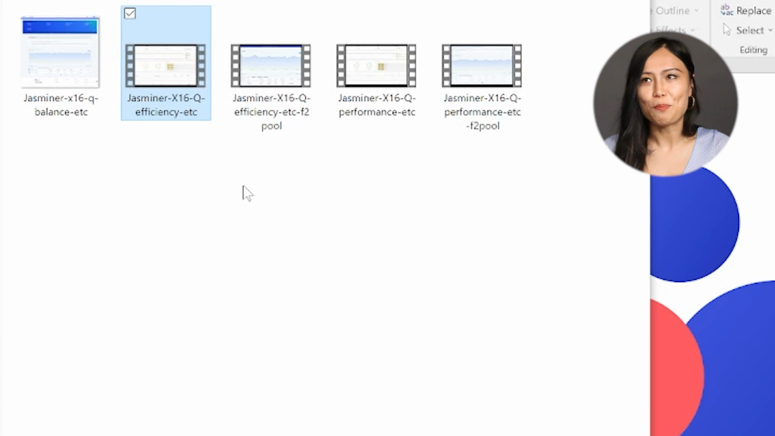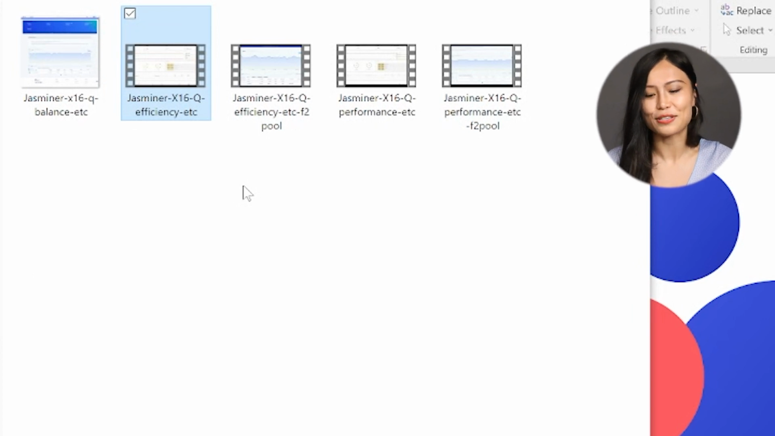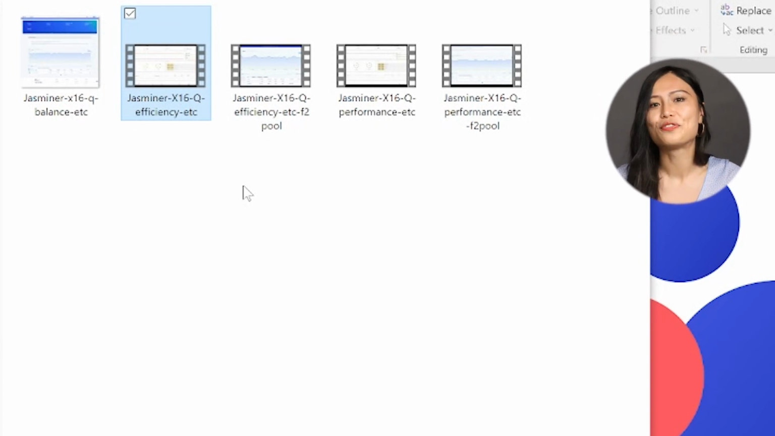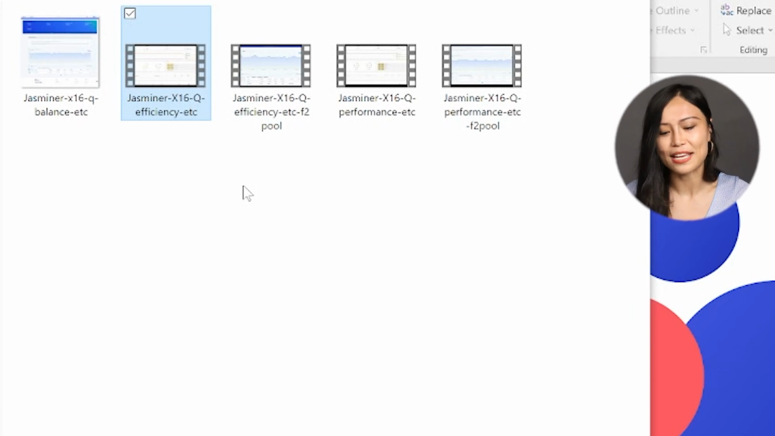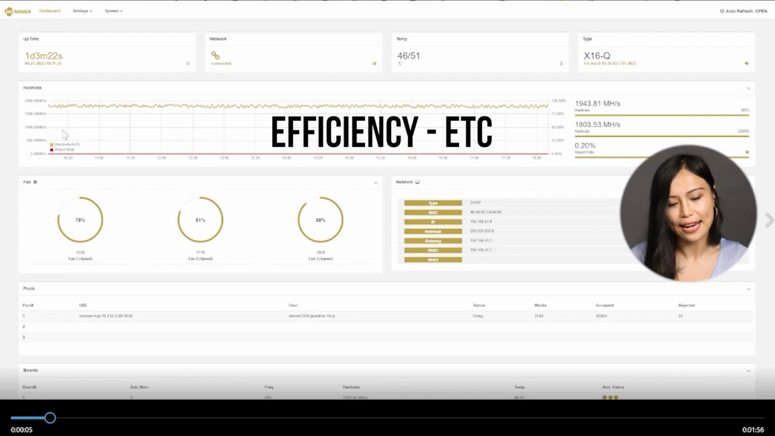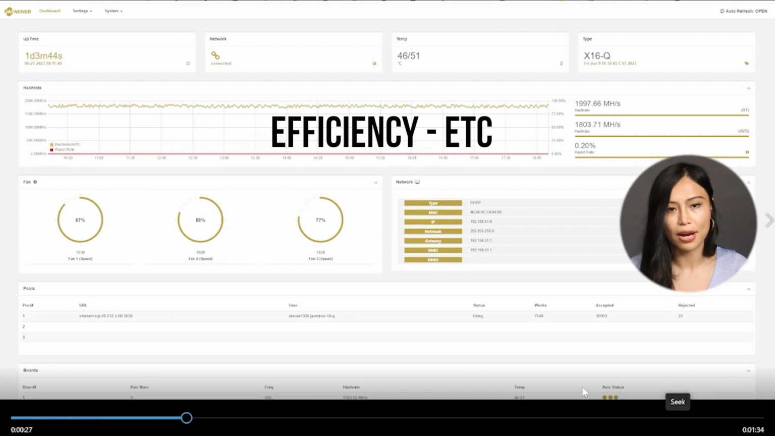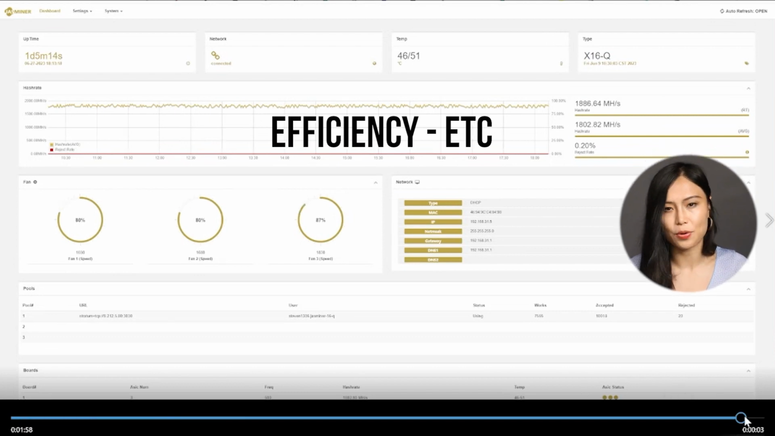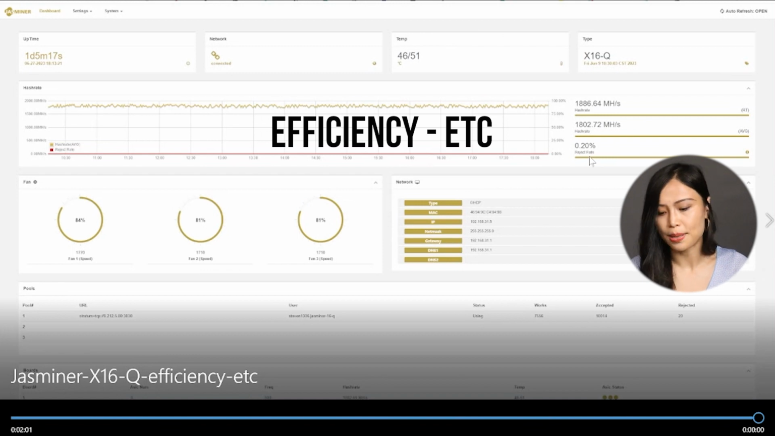As we know, the most amazing part of the Jasminer X16-Q is its three working modes: efficiency, performance, and balance. The first one, let's go to efficiency, mining ETC. Here we go. This is the data after 1 day, and later on I will summarize it in a chart. It still stays at over 1800 megahash per second.